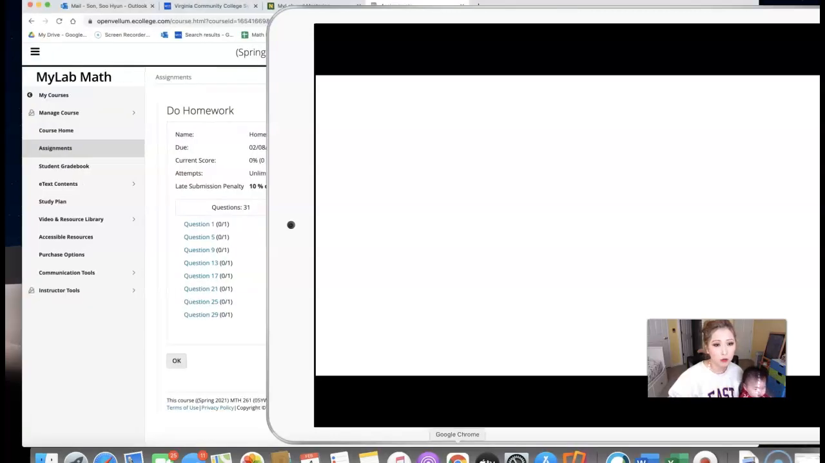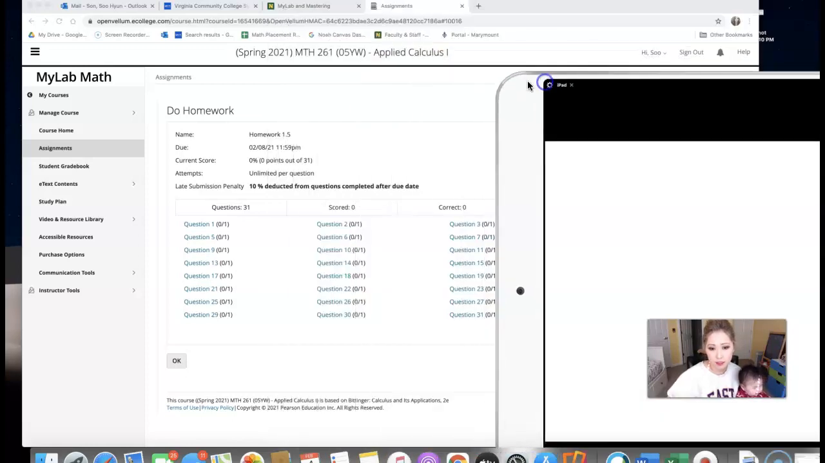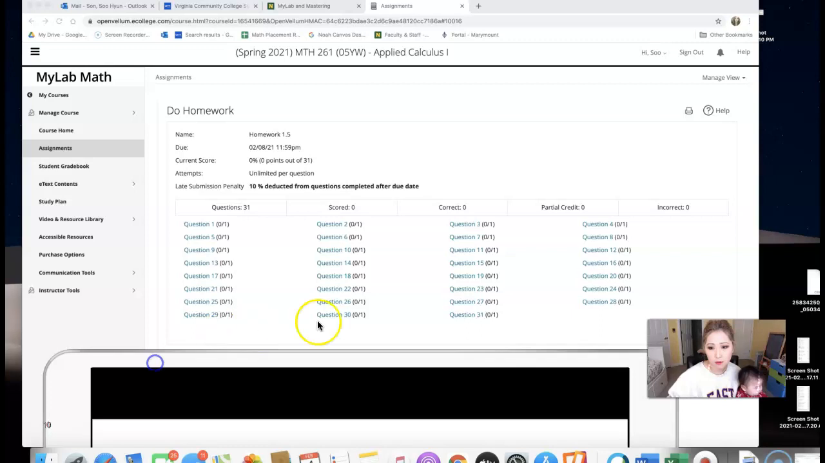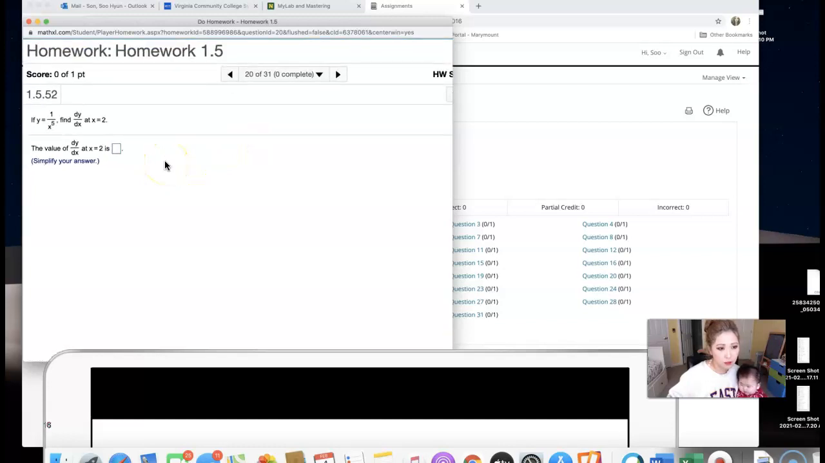Let's do some calculus homework together. I'm going to start with number 20. Let me see. I'll open up number 20. Okay. It says, if, let me zoom in. I wonder if I can zoom in more than that.